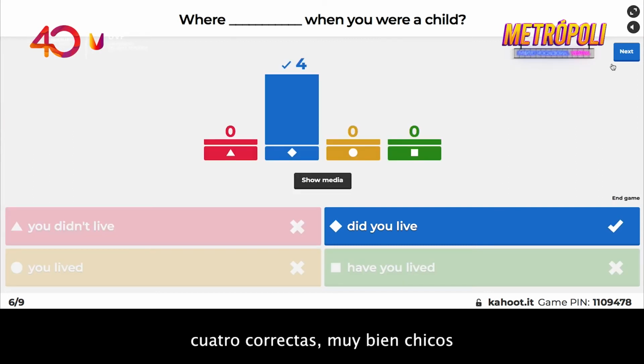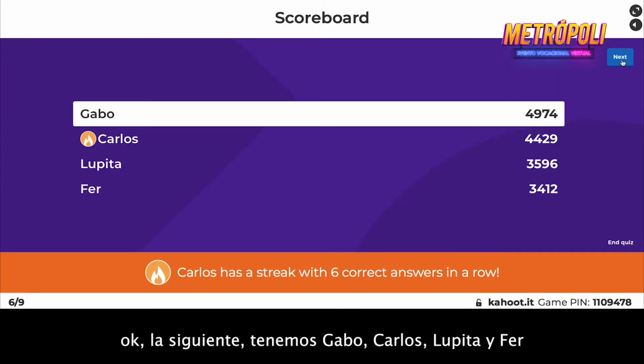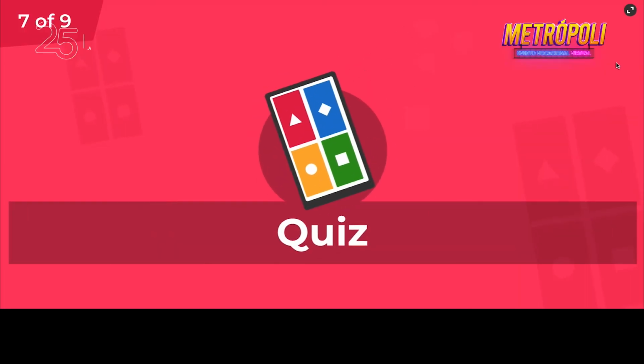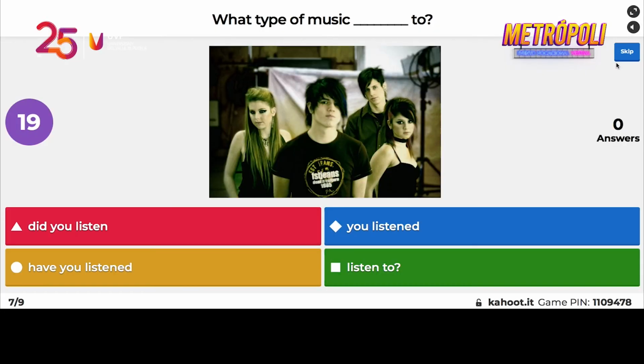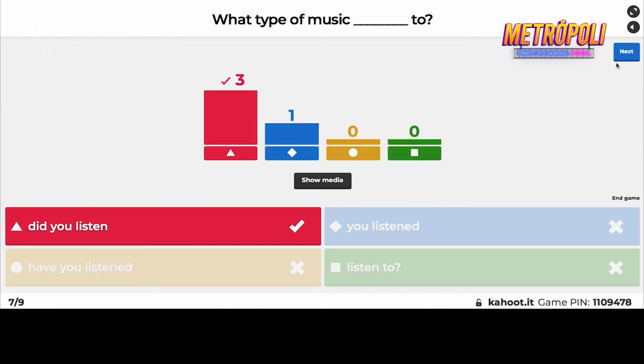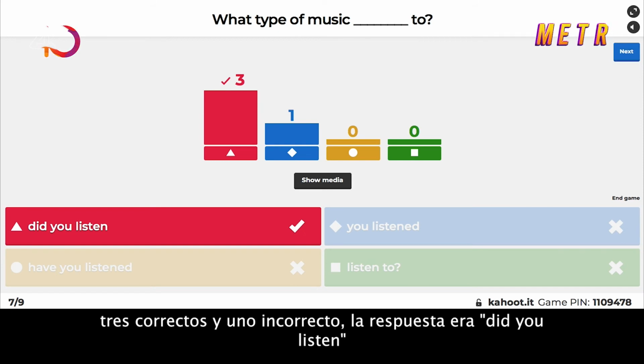Okay, 4 correct. Very good, guys. The next one. We have Gabo, Carlos, Lupita, and Fer. Okay, no movement at the moment. Number 7. What type of music? Okay, 3 correct, 1 incorrect. The answer here was, did you listen?